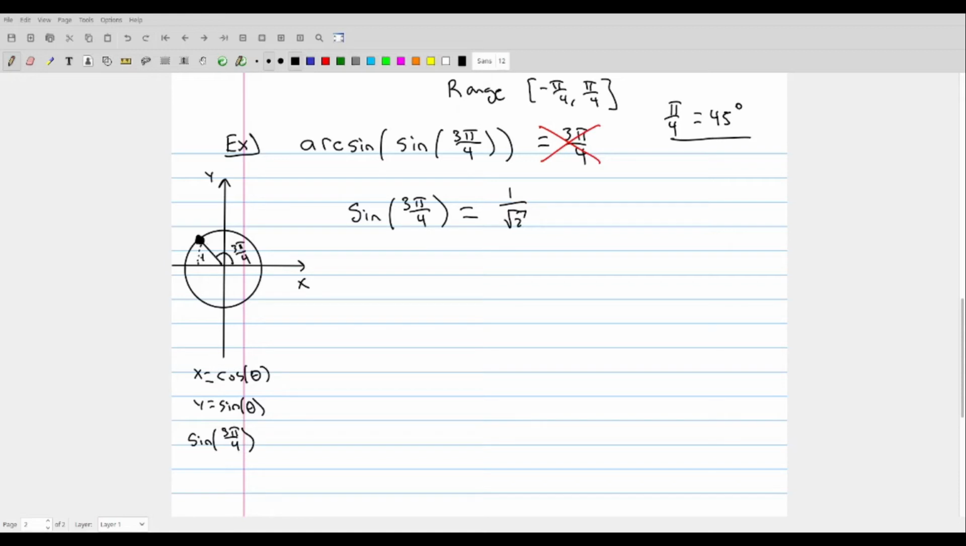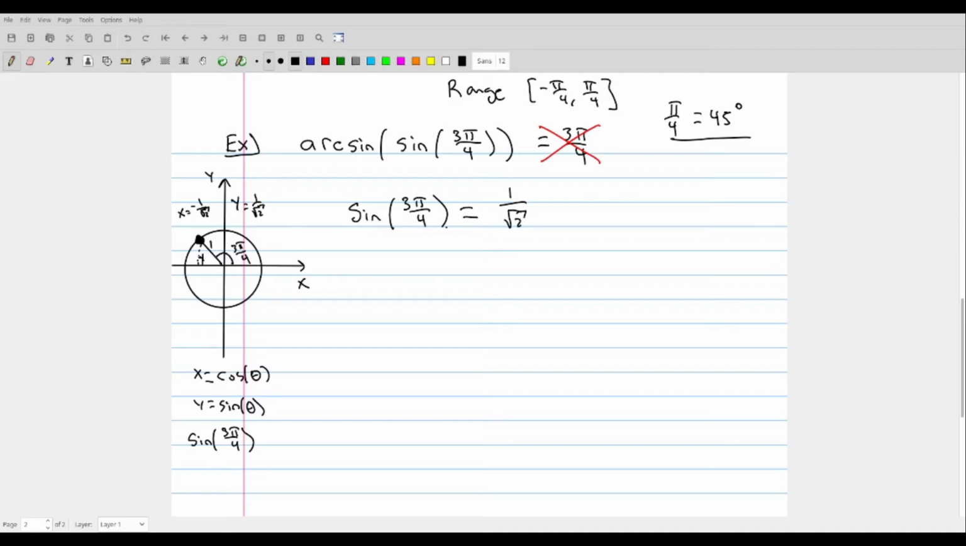And this triangle is a 45 degrees, 45 degrees, 90 degrees triangle, which means that the x coordinate here is going to be negative 1 over the square root of 2, and the y coordinate at that point is going to be positive 1 over the square root of 2, in order to make this the unit circle. So sine of 3 pi over 4 is 1 over the square root of 2.